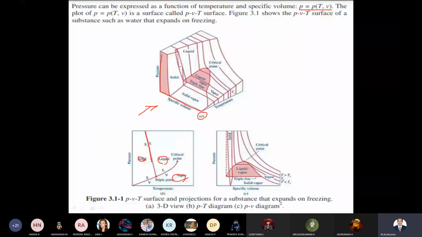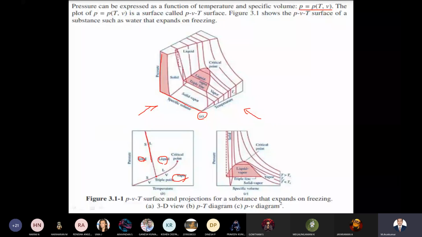This is the solid-liquid line. Then this is the liquid-vapor line. Then this is the solid-vapor line. At this point, we can get the triple point of a substance. Like that, we can take the 2D diagram of pressure and specific volume. Sorry, that first figure will be seen from this view, and the second figure, the pressure and specific volume figure, will be taken from this view. So we can get this view.